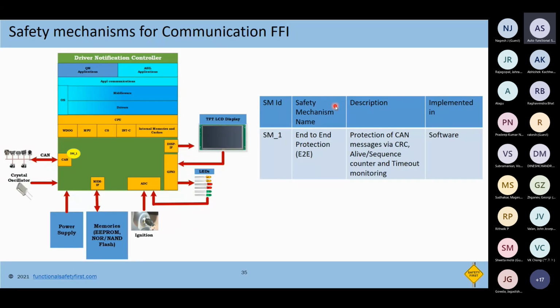And of course, there are further end-to-end aspects that are available in many standards, like in the AutoSAR standard, for example. But these would be the most important aspects of an end-to-end protection, which would be the CRC, the alive or sequence counter, and the timeout monitoring. So this would have to be implemented in the system to achieve the freedom from interference from a communication aspect. Next slide, please, Sridhar.